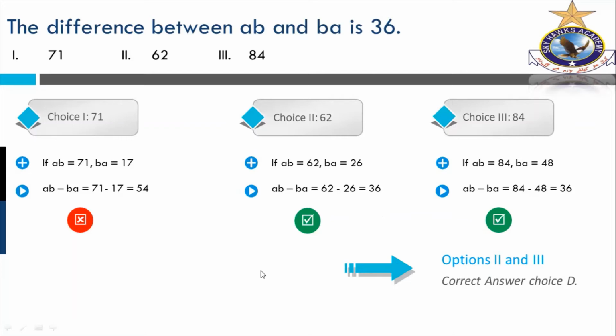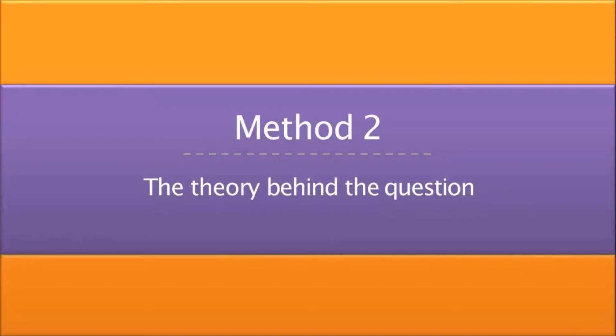So here we are just going for the long method, the complete procedure, so that we must not have any doubt about our choices of the answer. But it's a good choice. Now let's see the second method. There is a theory behind the question.